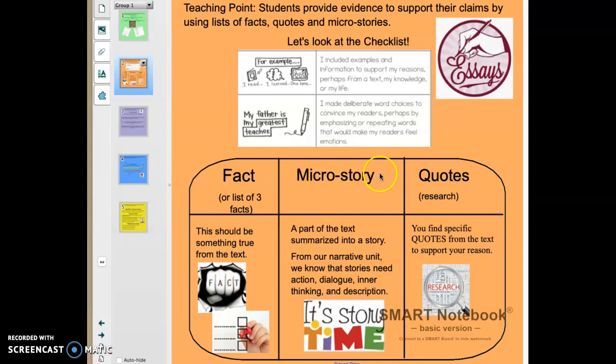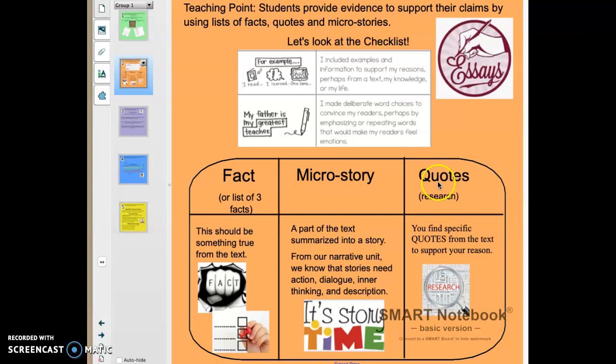Then we have a micro story, which is a part of the story summarized into a story, kind of like a tiny story, a little summary of a certain part of the Rose Blanche text. From our narrative unit, we know that stories need action, dialogue, inner thinking, and description. So writing a micro story as evidence, we need to keep in mind all of the great work we did in our narrative unit in the beginning of the year.